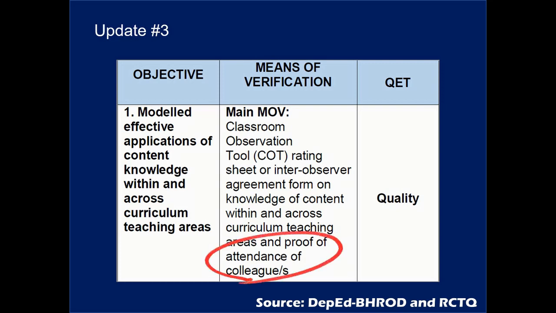Update number 3. For highly proficient teachers, the main MOV should be accompanied by a proof of attendance of colleagues during the classroom demonstration teaching. Yes, there should be mentees or colleagues present during the classroom demonstration of master teachers, since most of the indicators for highly proficient teachers require them to promote or model those indicators to their fellow teachers. Of course, proper class scheduling must be followed.